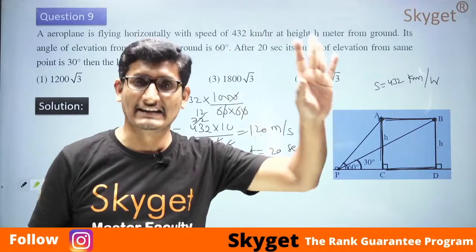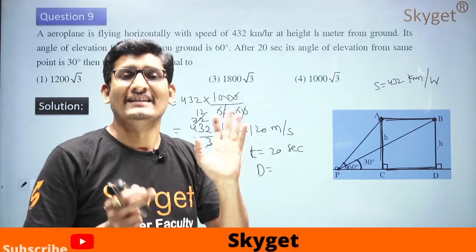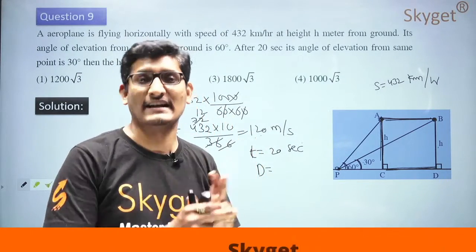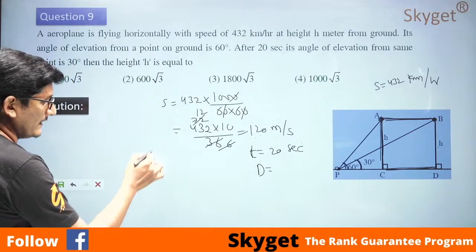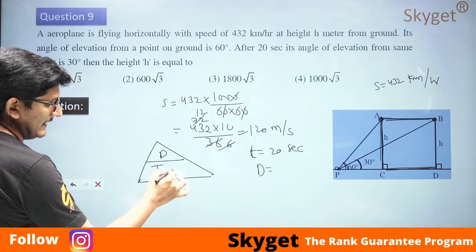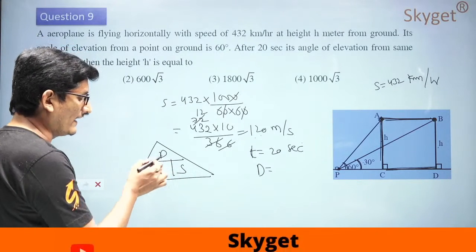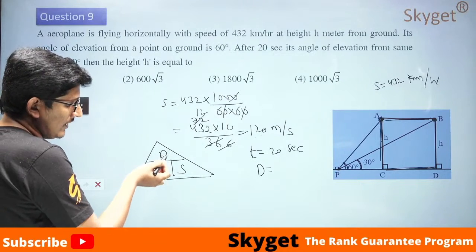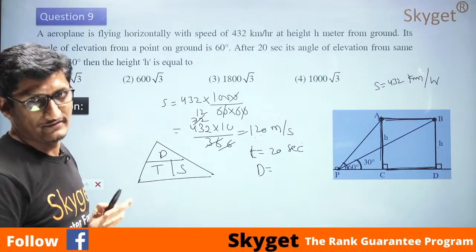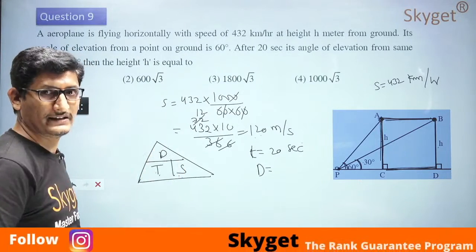Just follow the DTS formula. That is nothing but the relation between speed, distance, and time. So just remember this formula, DTS. Easily we can remember it. I am giving this abbreviation. So what is that? DTS. D means distance, T means time, S means speed.